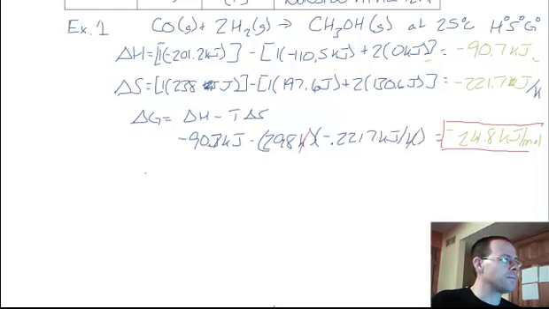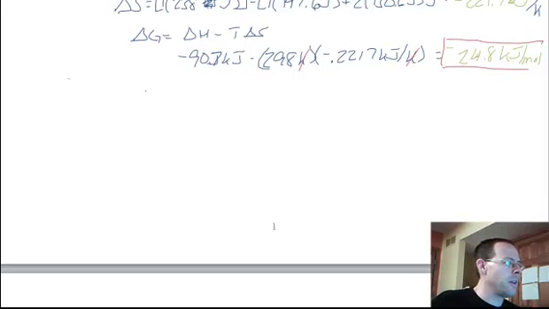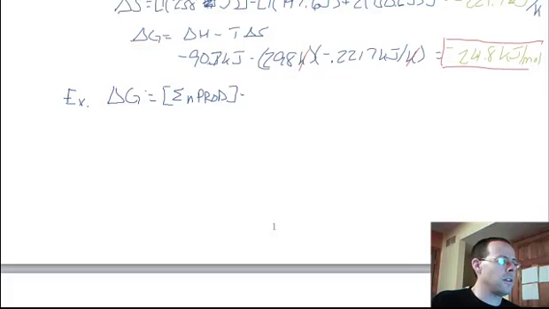Example 2 is more kind of what you're going to be doing for most of your homework, I believe. I think you have one to do like that. But example 2 is simply our other way to calculate delta G. So delta G can also be calculated, this is going to be surprising, as the sum of our products minus the sum of our reactants.